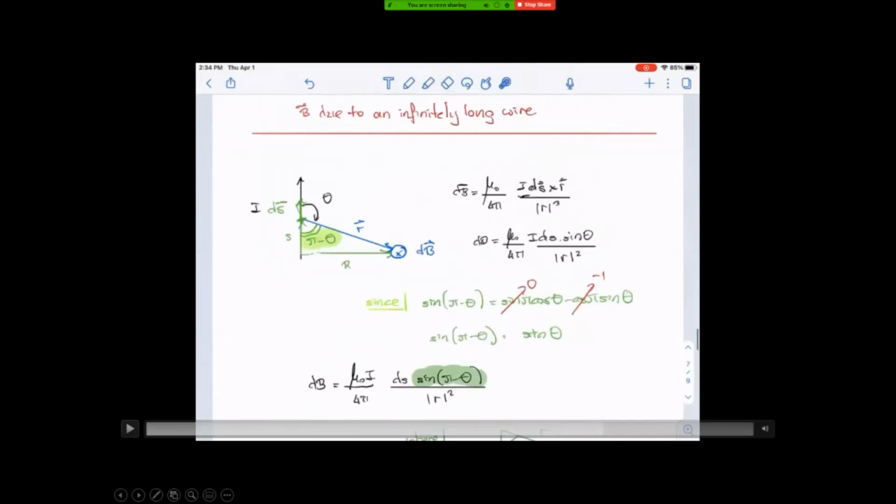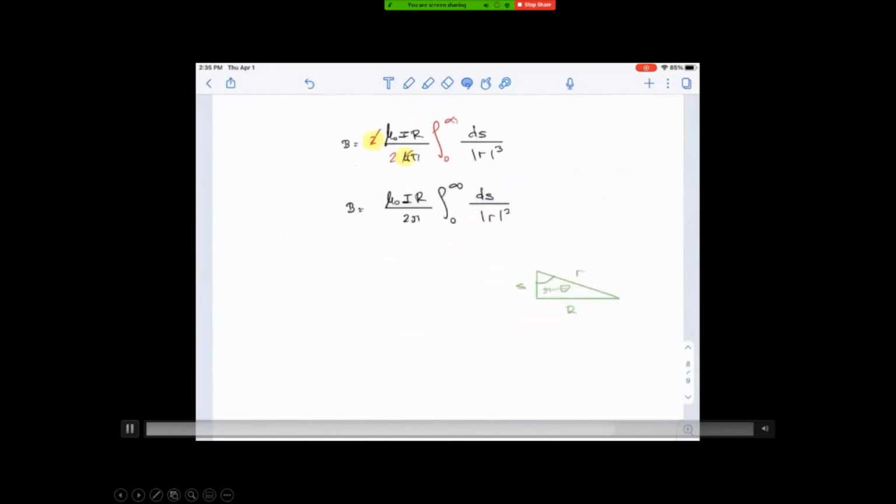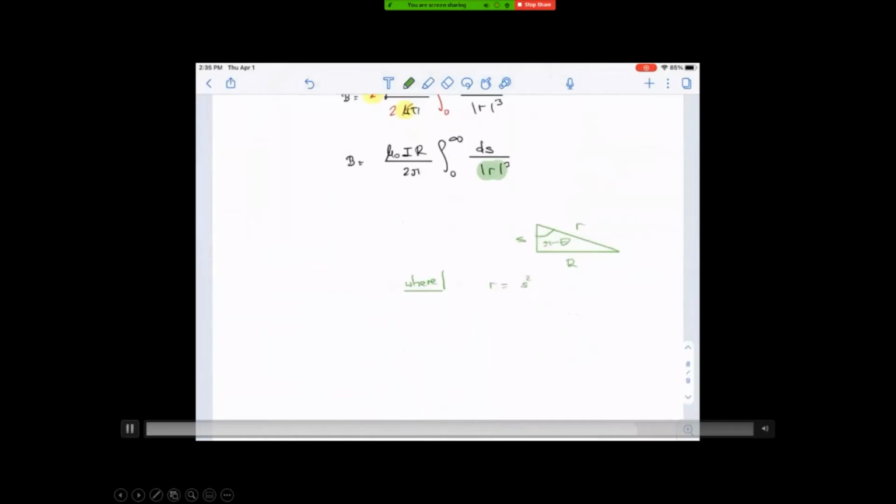And notice that when you start to move this differential segment, when you start to look at the contribution of the current to the magnetic field here, here, here, here, all the way up to infinity, notice that the R is going to keep changing, right? Which means that R is going to be a function of S. R is going to change with S.